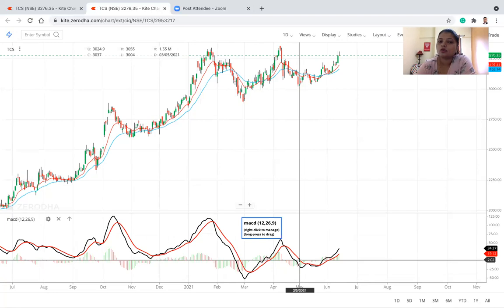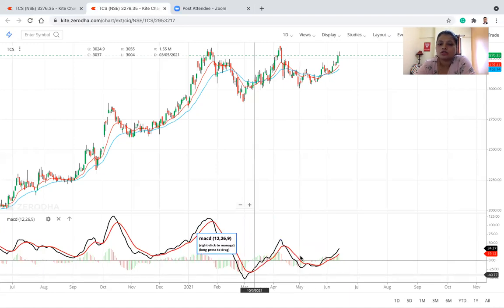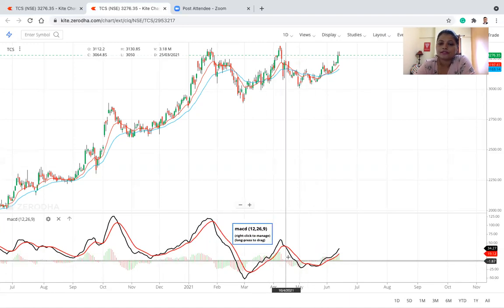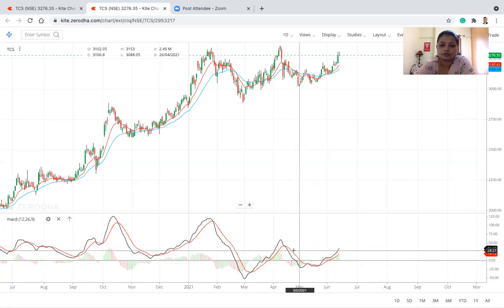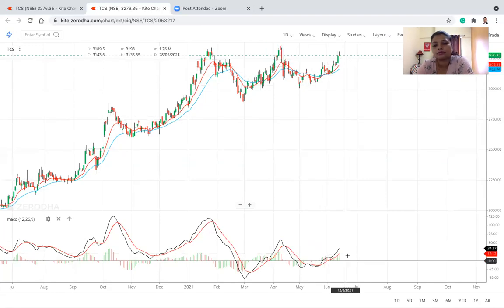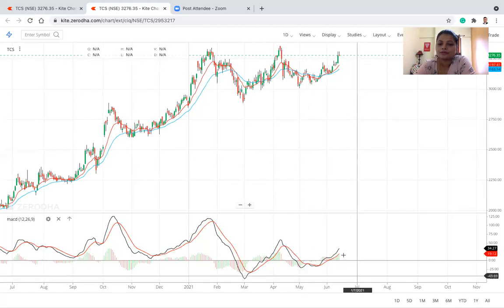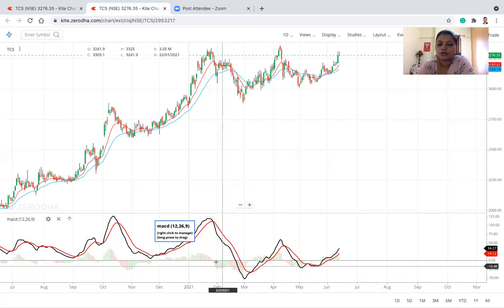Also, it doesn't work in a range bound market. It works really well in a trending market. If the stock is moving within a range, the MACD will just fall or move in a small range, and you may not be able to predict with the help of this tool or use the divergence for trading or confirmation. So don't just rely on MACD because it is a lagging indicator and a trend following indicator. As and when the lines move, they will go up and down, right? So you can use divergence, you can use the histogram.